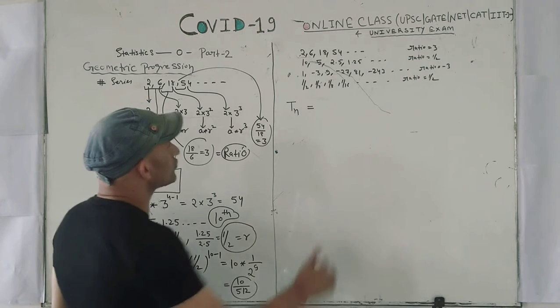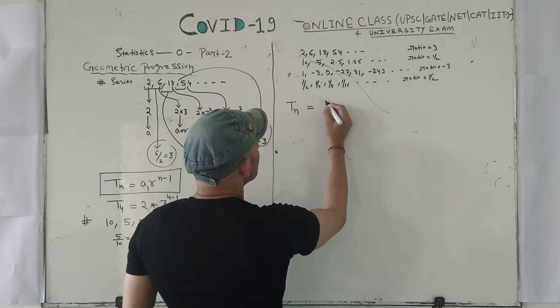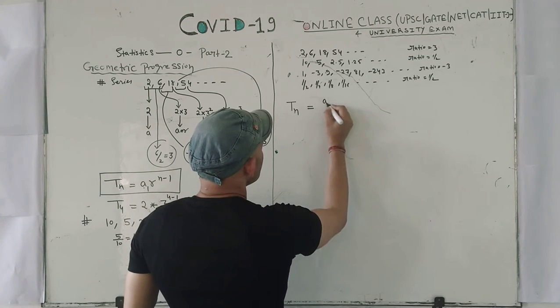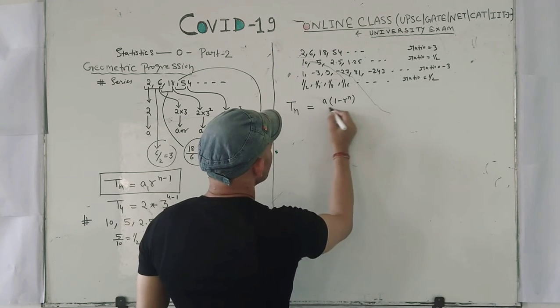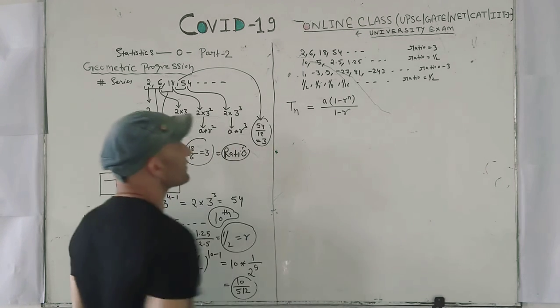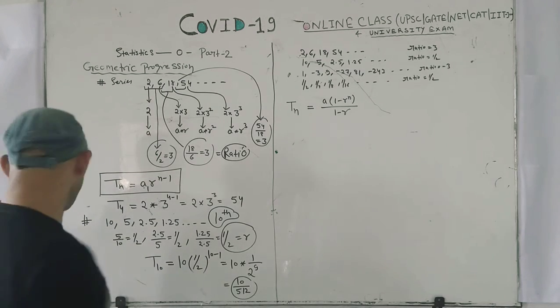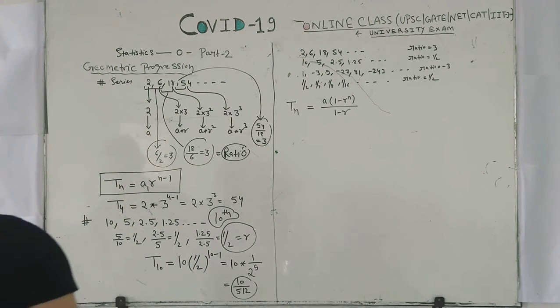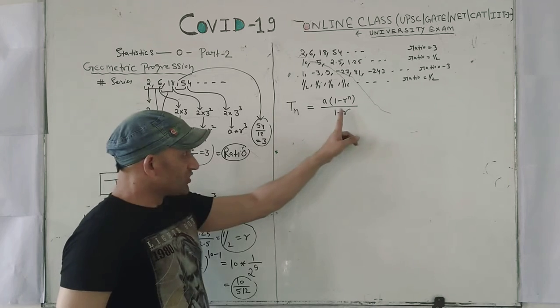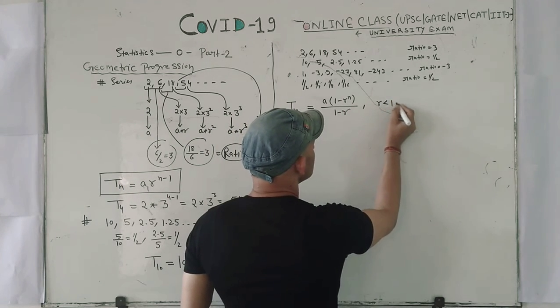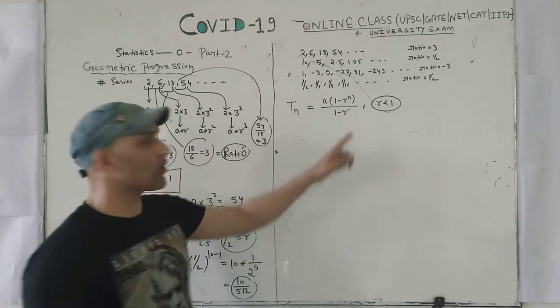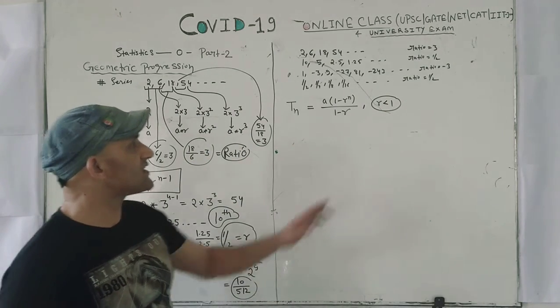So Tn is equal to A into 1 minus r to the power n upon 1 minus r. This is the first formula. I think the formula is correct. This formula is valid only when r is less than 1. You must note that this formula is valid only when r is less than 1.